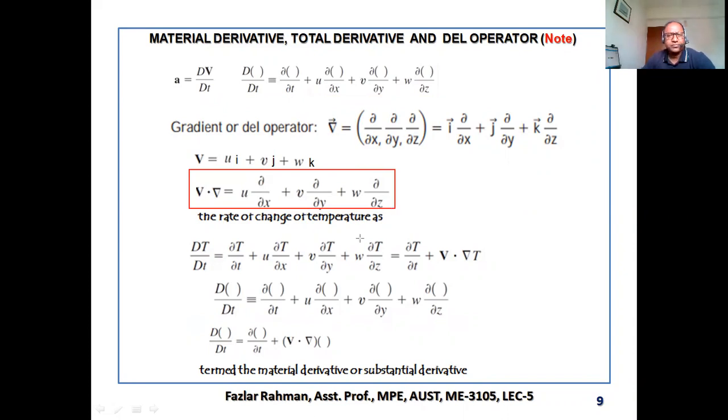Similarly, if you would like to figure out dV by dt, it will be this one. Okay, that means you see the acceleration, the derivative of velocity dV by dt, you can express in terms of this value, dV by dt plus V dot del V.